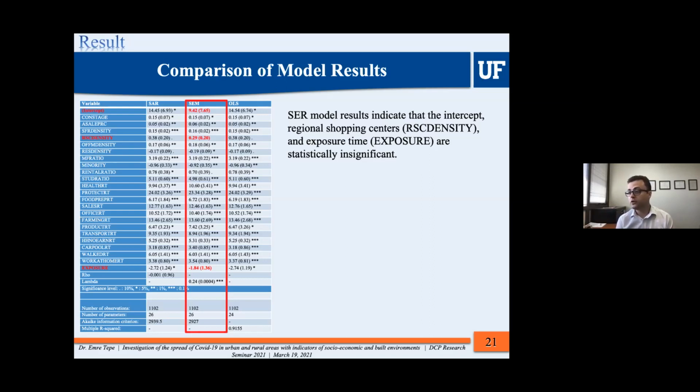So then I ran a Lagrange multiplier test, and SEM turns out to be the best one to fit this model. If you look at it, we have only two variables, including the intercept, that turn out to be statistically insignificant. Those are regional shopping centers exposure time, and also the intercept. That's not a major concern. But if you look at the lambda, basically it is the spatial dependency component. It is statistically significant. So this shows a good sign to work with such a spatial statistical model.